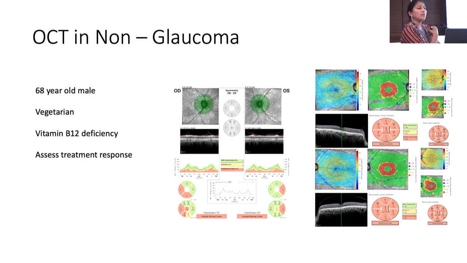The next case, this is another male, 68-year-old. He was a vegetarian by diet. Again, he came for a routine follow-up and was found to have bilateral temporal pallor. So again, an OCT revealed a significant temporal thinning, and GCC map also showed significant thinning in both the eyes. So he was evaluated for blood investigations and his hemoglobin was found to be low.